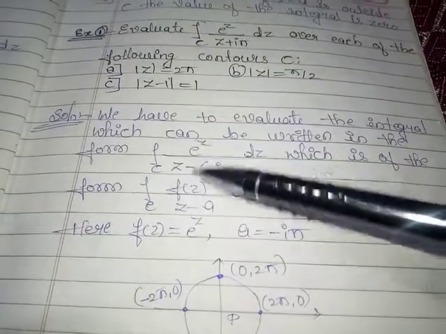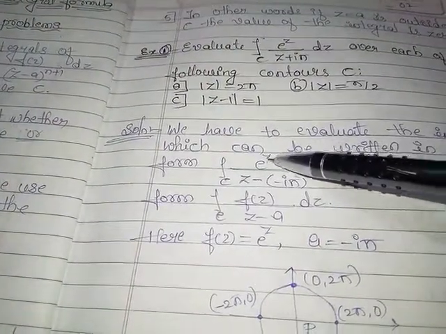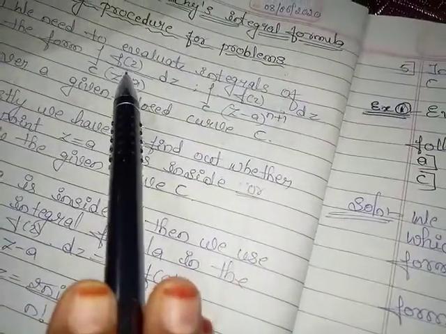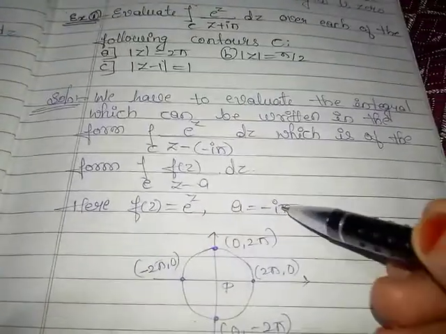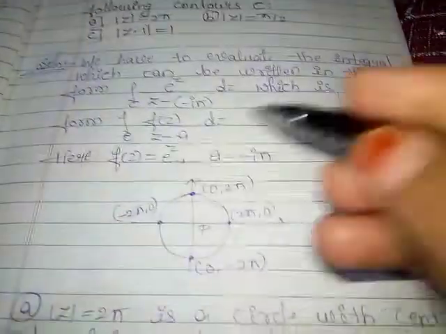Here, according to the standard integral, f of z means here e raised to z, and a value is minus I pi. Here z minus a. Here a value is minus I pi. Then this is the figure here.